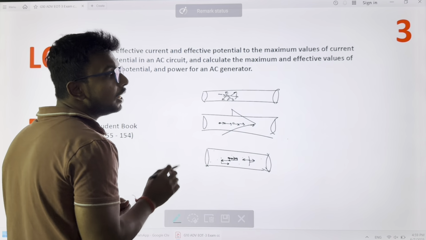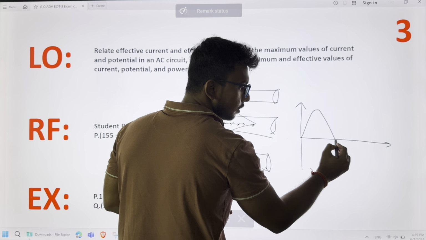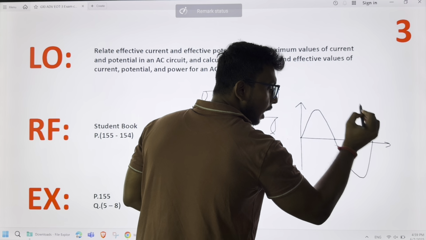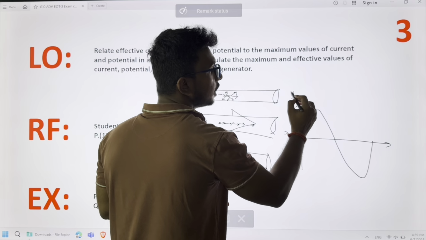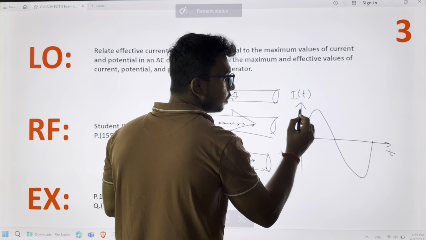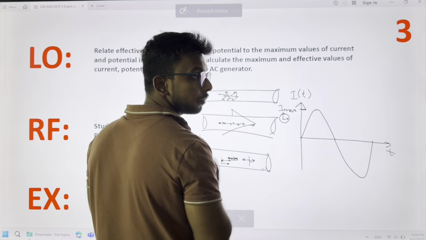While it is oscillating, its velocity, or the rate at which it is flowing, increases, reaches a maximum, decreases, stops, becomes negative, that means in the opposite direction, and then comes back here. This is the alternating current, I(t), with respect to time. So the current is maximum here, which we generally represent with Imax or sometimes also I naught.